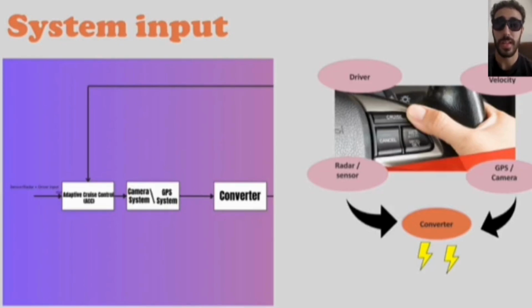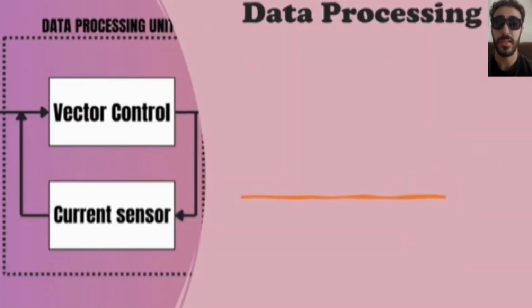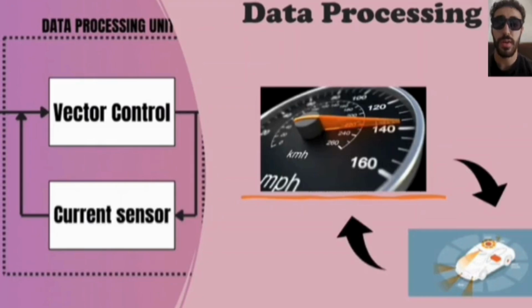These inputs are converted into a usable format by the converter, which prepares the data for further processing. Now let's take a look as well at the processing unit. The data processing unit analyzes the converted data to make decisions. The vector control ensures proper distribution of torque and motion control.